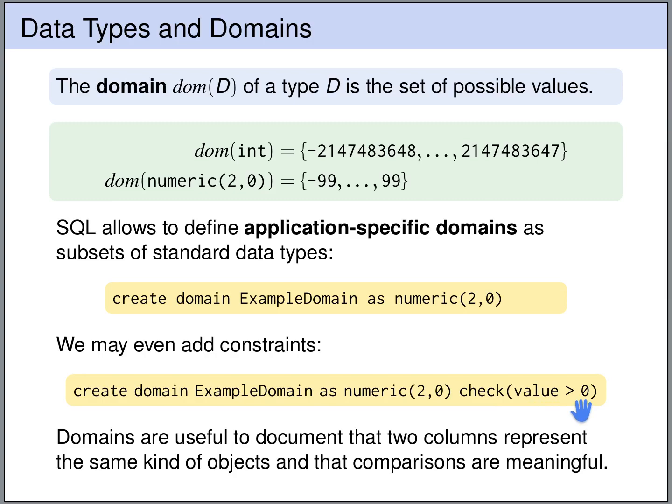So for example, we could create an example domain that consists of 2-digit decimal numbers, and we add a check constraint that guarantees that all of the values are greater than 0.